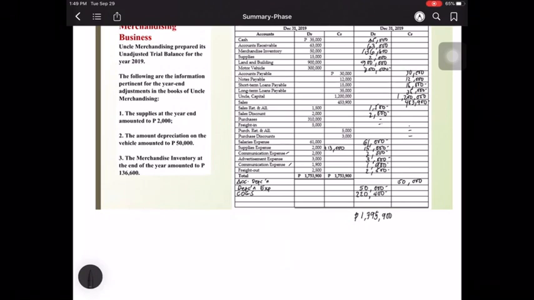So let's try. We have here 30,000. So we start here plus 12,000 plus 15,000 plus 35,000 plus 1,200,000. Your sales of 453,900 and your accumulated depreciation amounting to 50,000. So we were able to compute the same balance of 1,795,900. So in this case, we can already prepare the income statement for Uncle Merchandising.